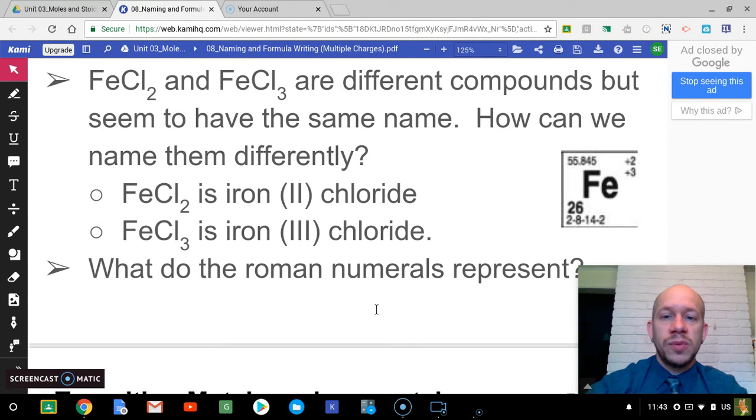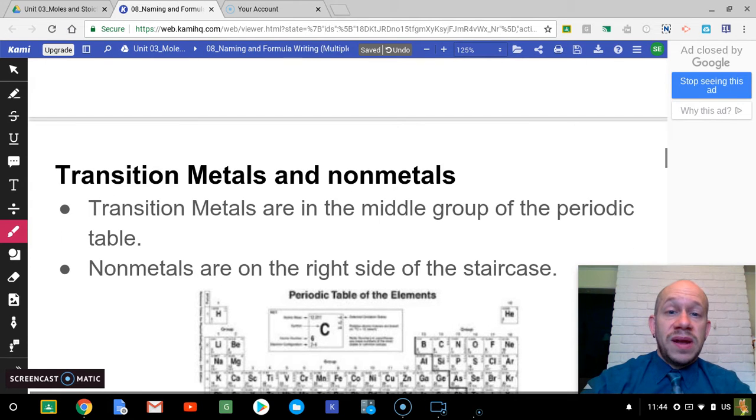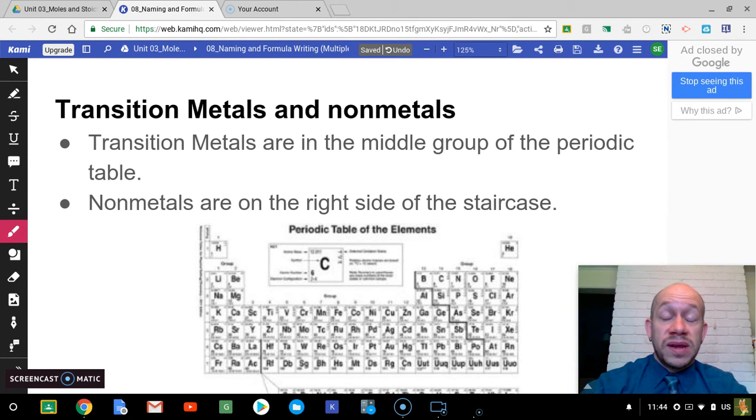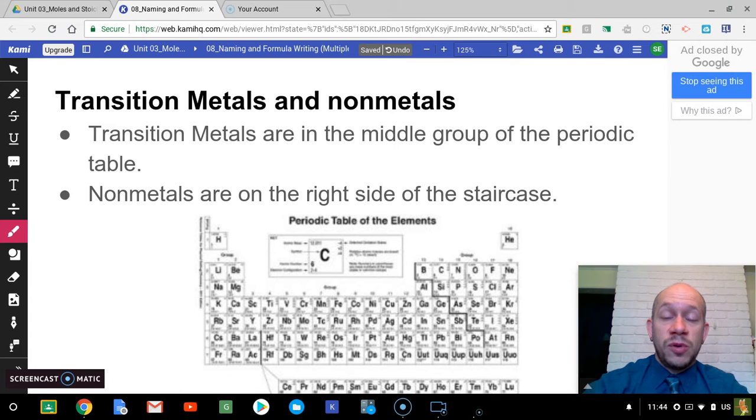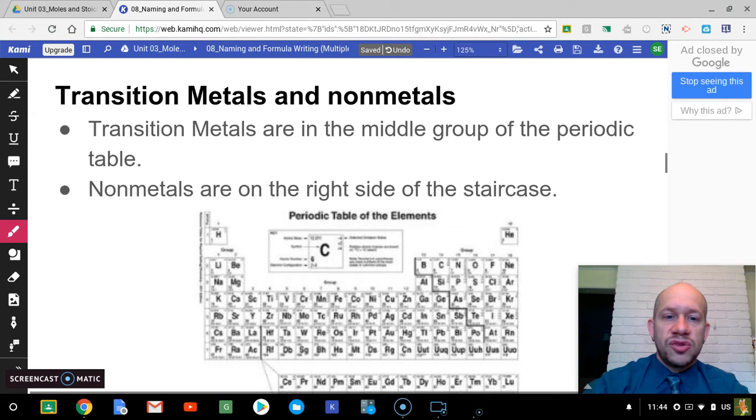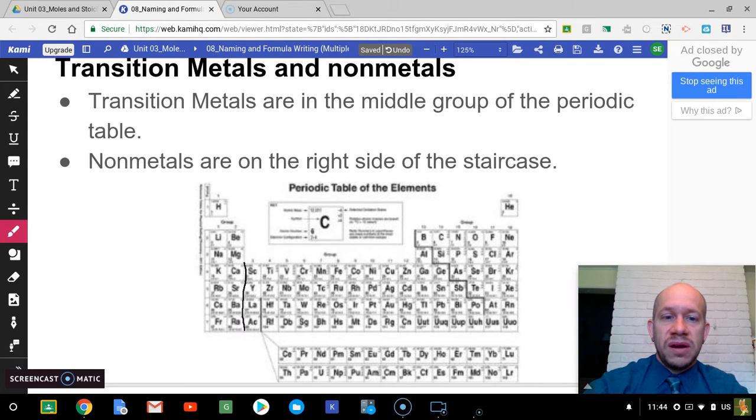So what do the Roman numerals represent? If you looked over here at the periodic table, hopefully you put together that iron 2 chloride is referring to the oxidation state of +2, and iron 3 chloride is referring to the oxidation state of +3. Transition metals and nonmetals are two groups of elements that have multiple oxidation states. The transition metals are found in the center of the periodic table, and the nonmetals are found to the right of the staircase, this black line right here.